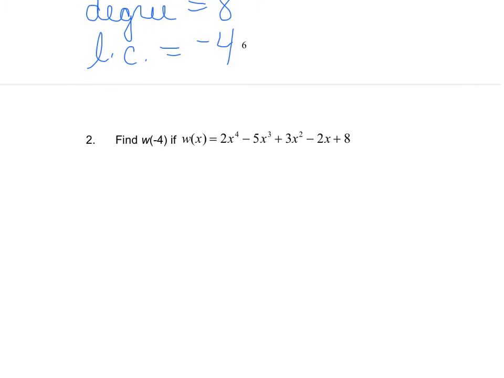Number 2 says, find w of negative 4 if w of x is the following. So it actually is a function, and we're really good at functions because we just finished that unit. So we're just going to plug in negative 4 everywhere I see an x. All right, so here we go.